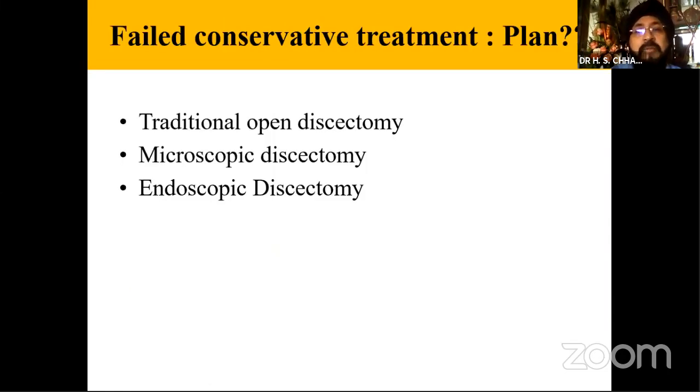Now, this is a failed conservative treatment. What would be the plan B? Traditional open discectomy, microscopic discectomy, or endoscopic discectomy? Quickly, Upendra. Sir, first, I would like to see what the symptoms of the patient are. This is a recurrent disc herniation with failed conservative treatment. Yes. So this is a recurrent disc herniation where we need to intervene.